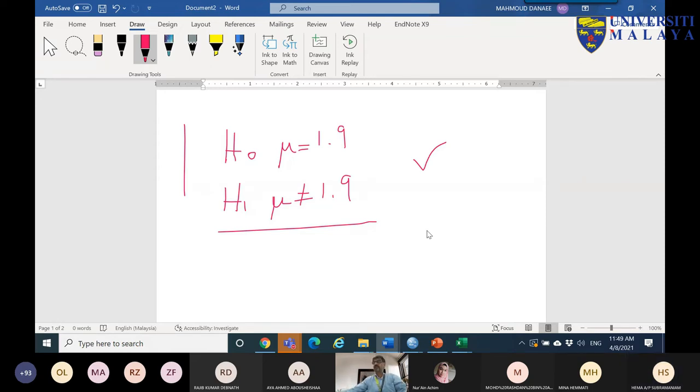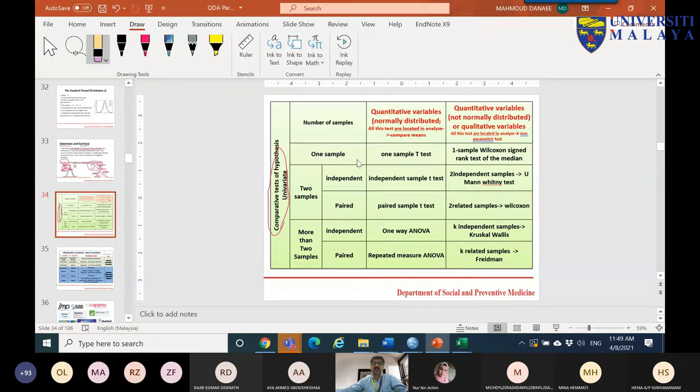So now we want to do the test. How many samples do I have? Only one sample. My data is quantitative, yes. Is it normally distributed? We don't know. We have to check the normal distribution.